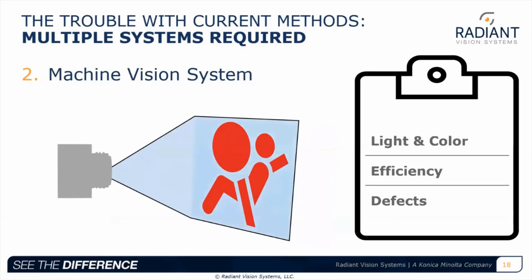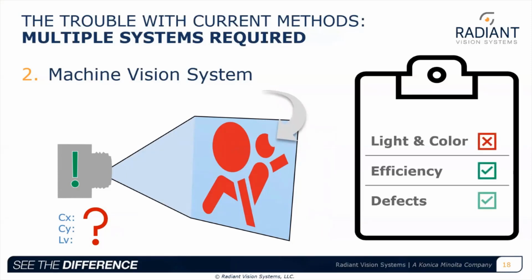And finally, what most people are familiar with are machine vision cameras, which are efficient and meet the requirement for finding defects. However, these are not photometrically calibrated and cannot acquire and characterize absolute photometric values for light and color.